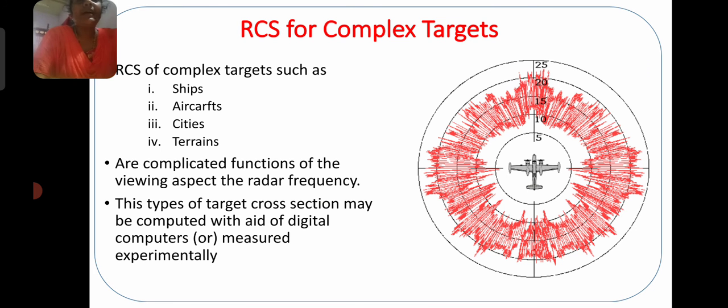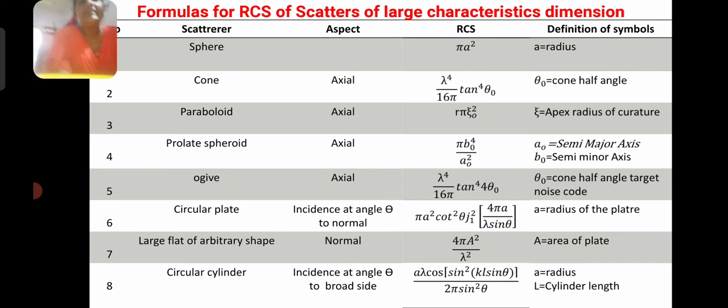If you are finding the radar cross section for complex targets, the RCS of complex targets such as ships, aircraft, cities and terrains is a complicated function of the viewing aspect and the radar frequency. These types of target cross sections may be computed with the aid of digital computers or measured experimentally. So here we have different formulas for different shapes.